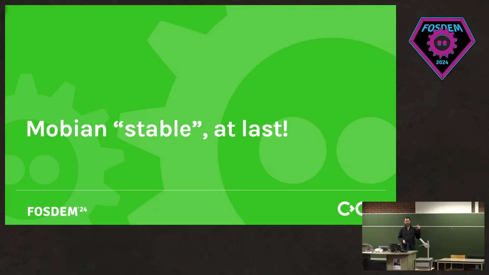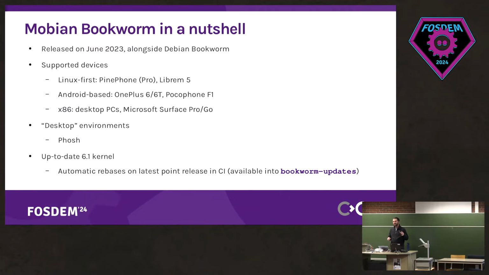So latest developments, what happened the past year? We had the first stable release. Notice the double quotes around stable. It's basically that we released Mobian Bookworm at the same time as Debian Bookworm was released. So that's our stable release. It doesn't mean it's bug-free. It just means that we don't do huge upgrades and only targeted fixes, so the system stays stable and keeps working as it works currently, even after software updates.